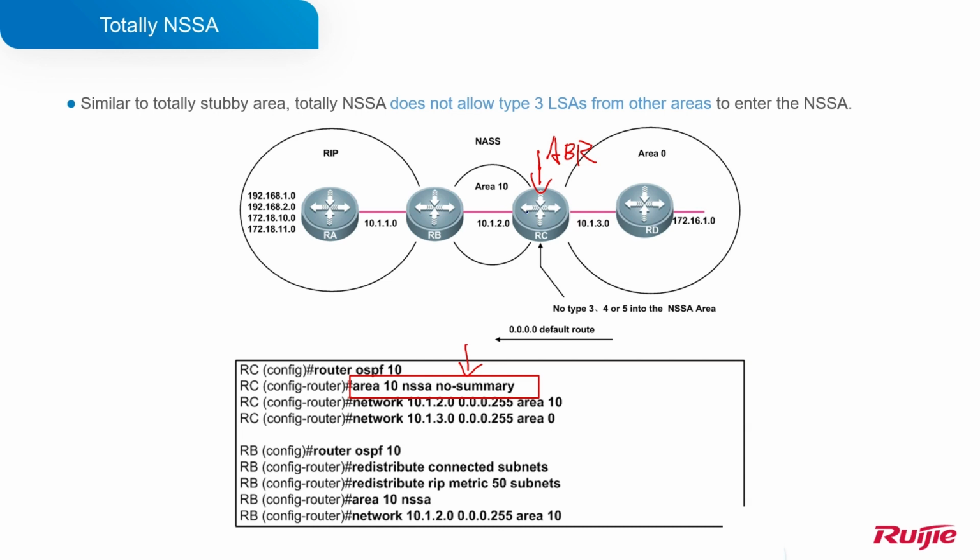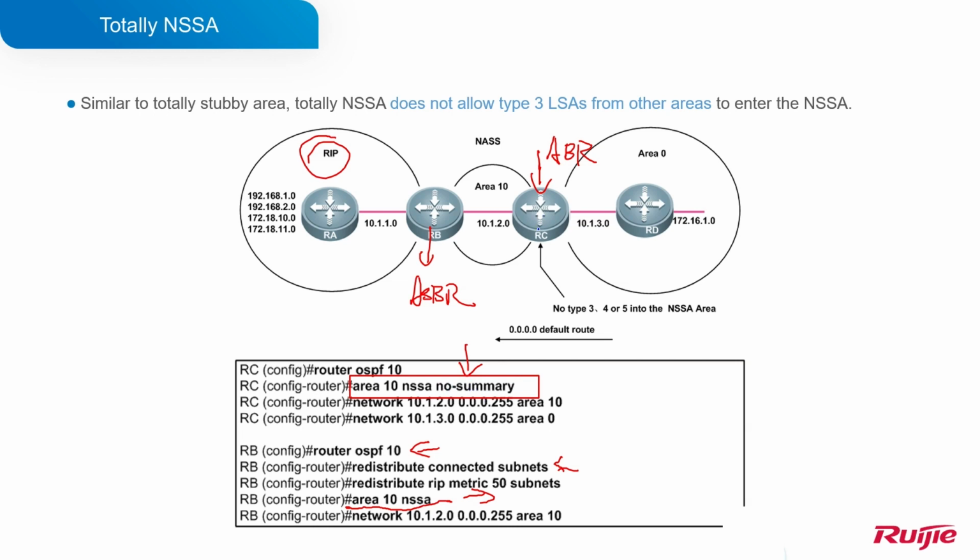Okay. And then RB is actually the ASBR device, right? And then we have to enter the OSPF process and do the redistribution for the external RIP network, right? And then we have to set area 10 to become the NSSA area. It's the same as the NSSA area, but the difference with the totally NSSA is that we just have to add no-summary on the ABR device.